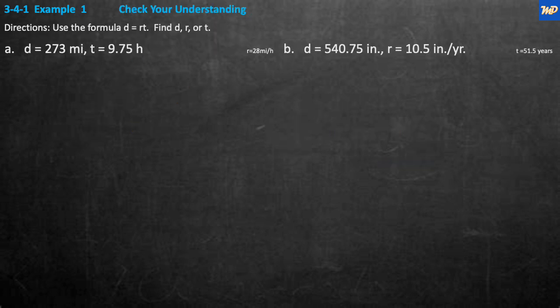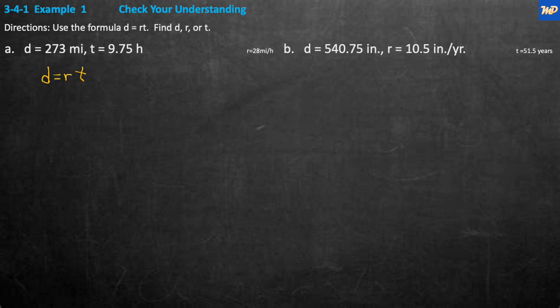Good. Okay, example 1, check your understanding. Use the formula D equals R times T. Find D, R, or T, whichever one they're looking for. After they give you the data they give you, you have to find the missing piece. So in the very first one, they give us D and they give us T, so we have to find R. So in order to do that, we're going to write the equation. D is equal to RT.